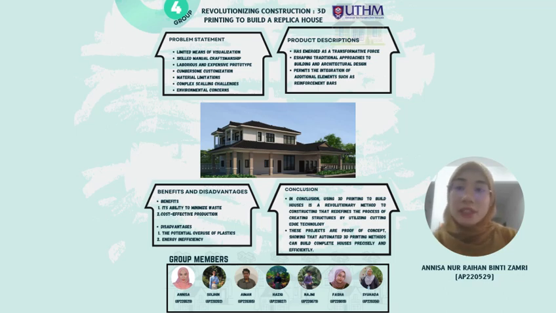Next, material limitation. Traditional construction methods impose formidable limitations on material choices and availability, posing a significant challenge in replicating specific architectural features accurately. The inability to easily access certain materials hindered the creativity of architects, compelling compromise on design elements.